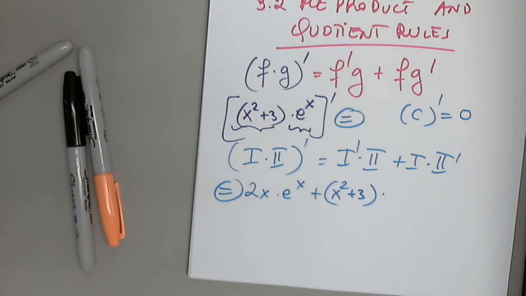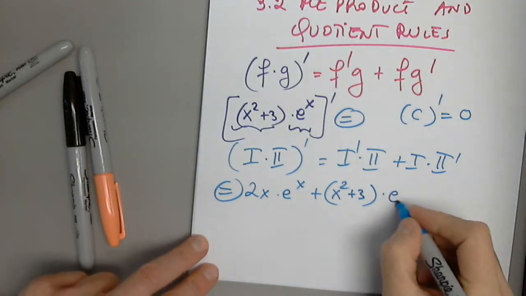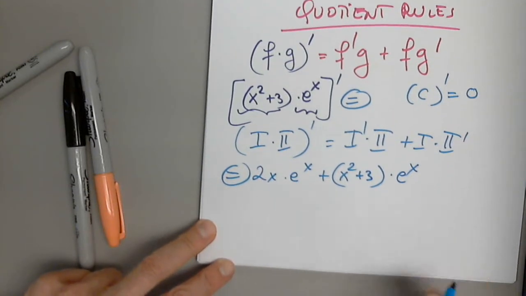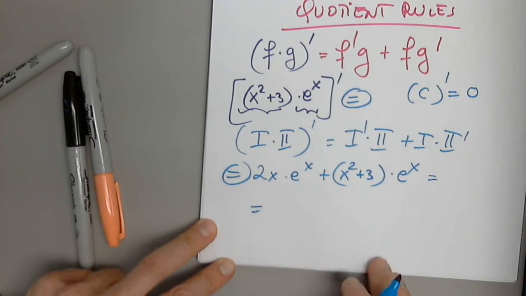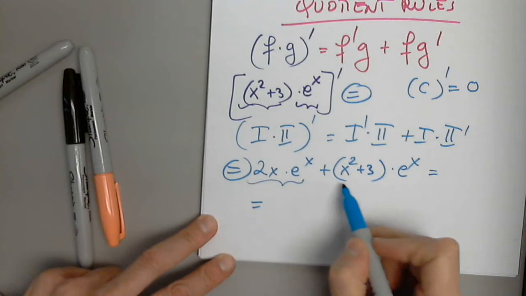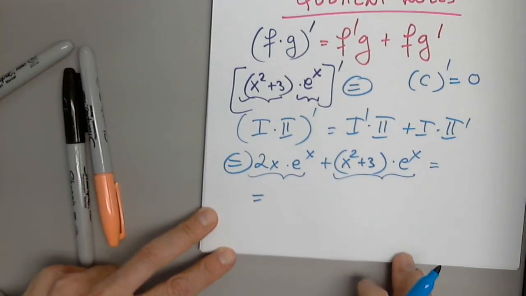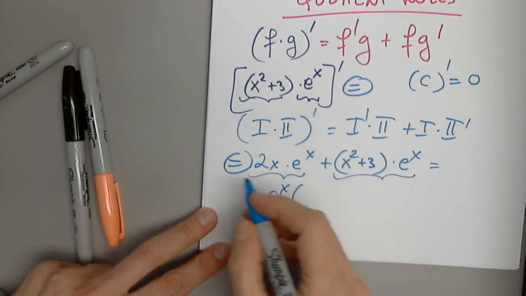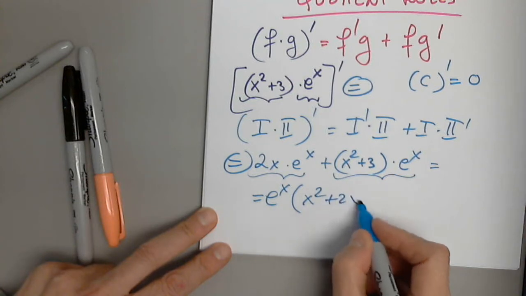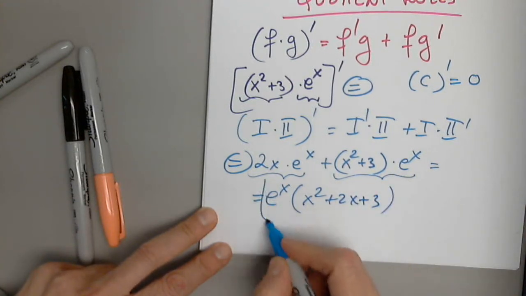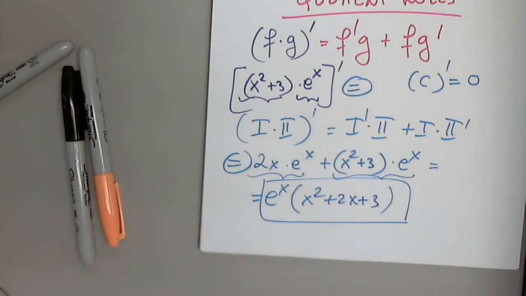But what is the derivative? This is the nicest function ever. What is the derivative of e to the x? e to the x. You can leave it as is, or you can factor out the common factor of this term and this term. Good. And then I'll put everything in order: x squared plus 2x plus 3. And this is good enough. And this is the product rule.